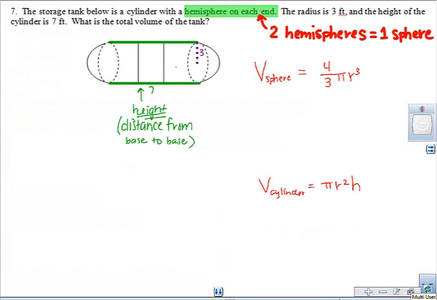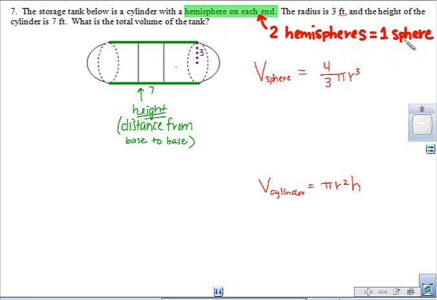Okay, on this problem, you're given that the storage tank is a cylinder with a hemisphere on each end. The radius is 3 feet, and the height of the cylinder is 7. What's the total volume of the tank? I've made a note here that you need to remember a hemisphere is just half of a sphere. So if we have one on each end, that's 2 hemispheres. We just have 1 total sphere.